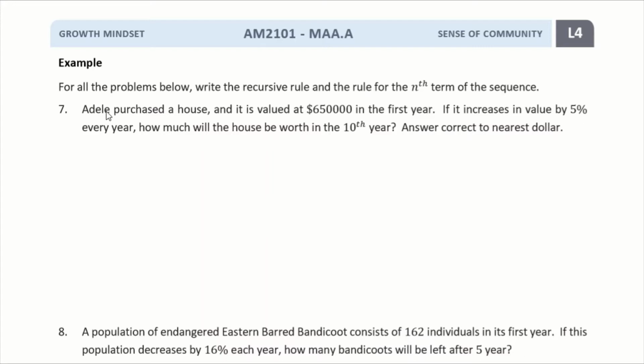Okay, 7. A buyer purchased a house and it is valued at 650,000 in the first year. If it increases in value by 5% each year, how much will the house be worth in the 10th year? Answer correct to the nearest dollar. So in this case, I think it's very straightforward. You know that the common ratio is the house increasing in value by 5%, 5%, and 5%.